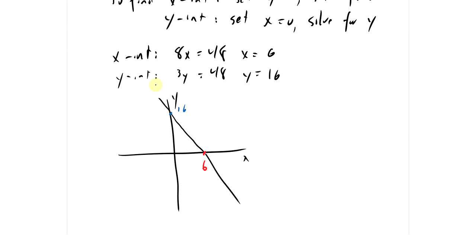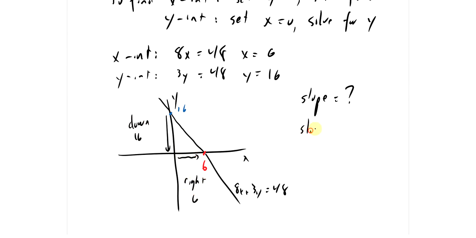So there's our line. That's the equation 8x plus 3y equals 48. Okay, what's the slope of this line? Well, we can find this the same way we found the slope before, right? If we know the y-intercept and the x-intercept, we go down 16, right 6, so slope equals minus 16 over 6, because we're going down over 6, which is minus 8 over 3.